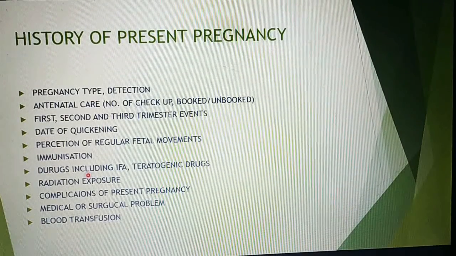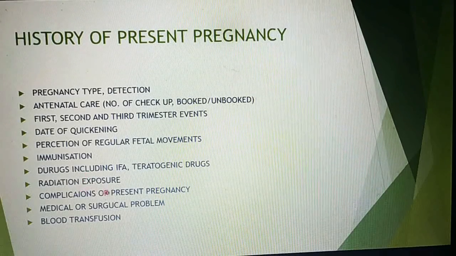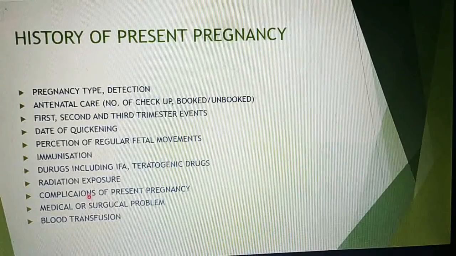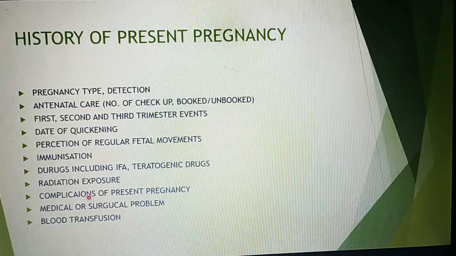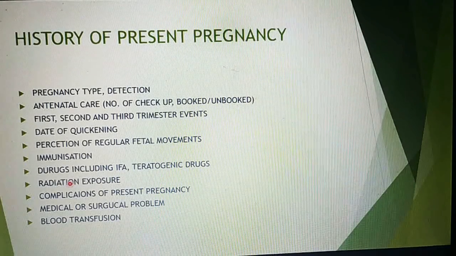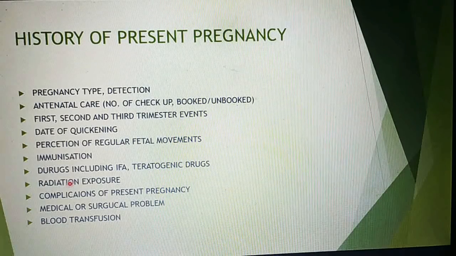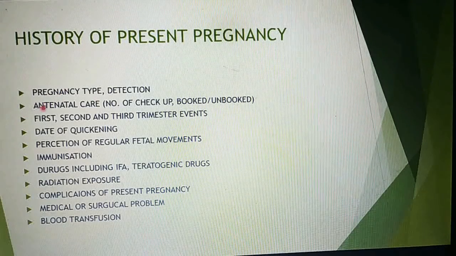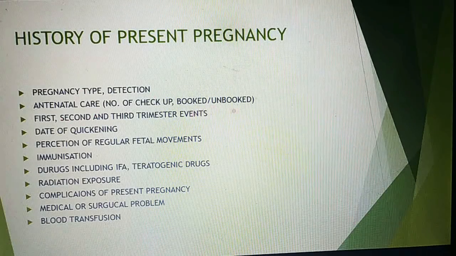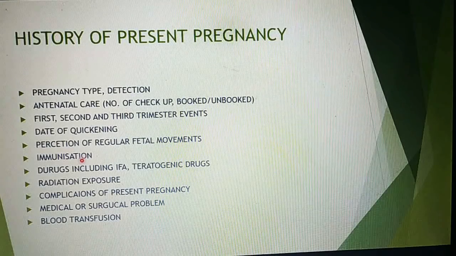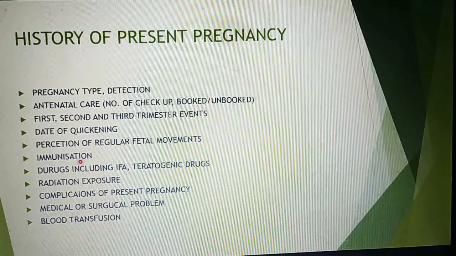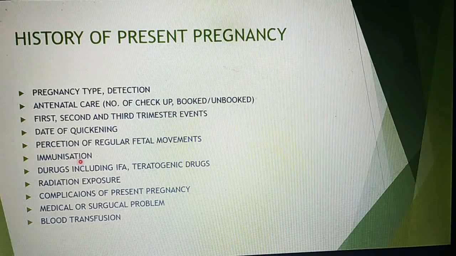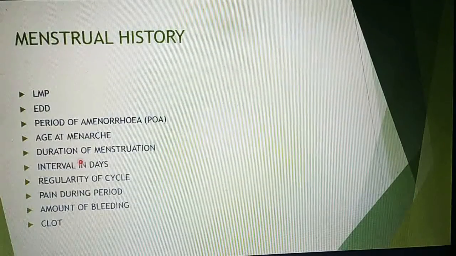So any drug for chronic illness, is there any history of radiation exposure during pregnancy, any complications of present pregnancy like anemia in pregnancy, Rh negative pregnancy, APH, threatened abortion, etc. Any medical or surgical problem you should record in this history of present pregnancy section, and is there any history of blood transfusion or not. So these are the things you should record in history of present pregnancy: pregnancy type, detection, antenatal care, booked or unbooked cases, first, second, third trimester events, quickening, perception of fetal movements, immunization, drug history, radiation exposure history, present pregnancy complication, medical surgical history, along with any history of blood transfusion or any medical illness. So these are the things you should record in history of present pregnancy.